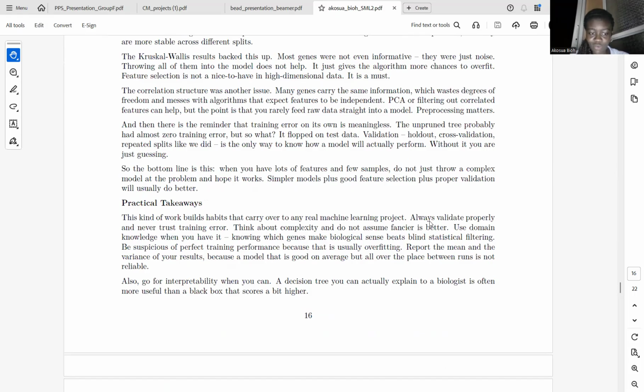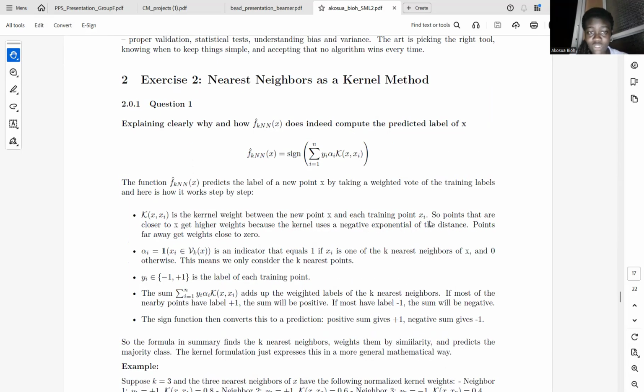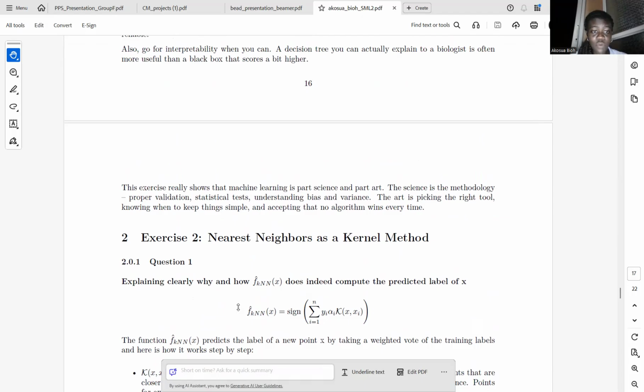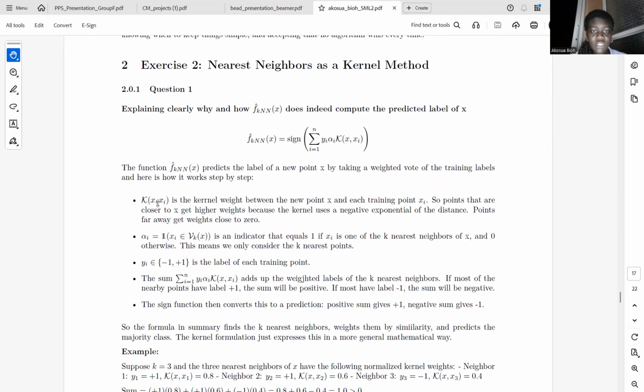Now look at our second question, where we looked at KNN as a kernel method. A kernel method is just like, if two points are similar, they should probably have the same label. That's the whole idea. So we show that the KNN is actually a kernel method. This is the formula. The kernel just measures how similar x is to each training point, and the closer point gets the higher weight. And then alpha i is just picking out the k nearest neighbors: 1 if x i is a neighbor and 0 if it's not.